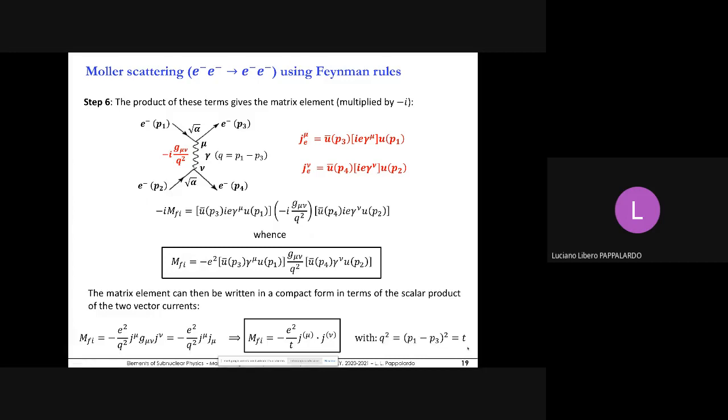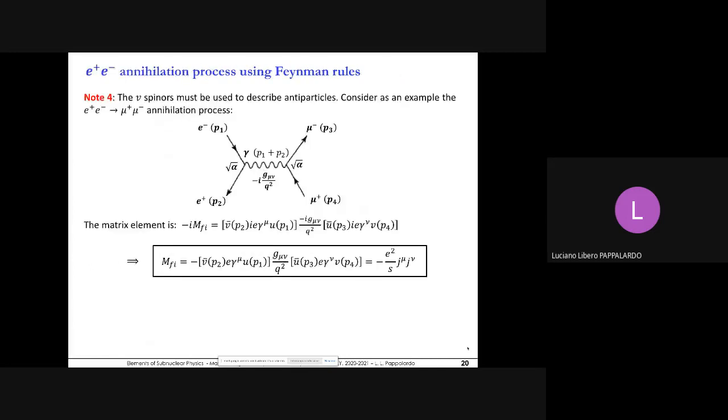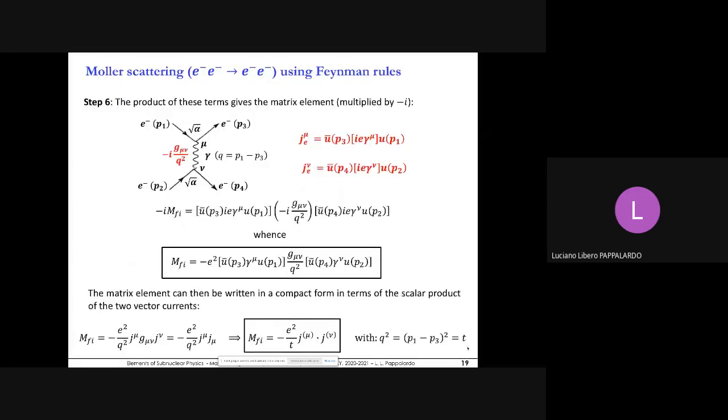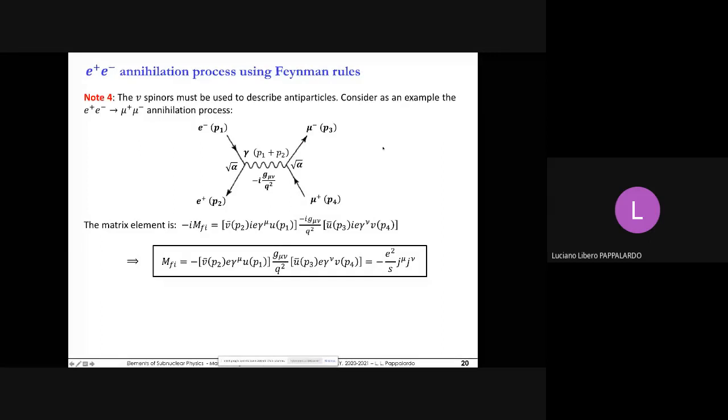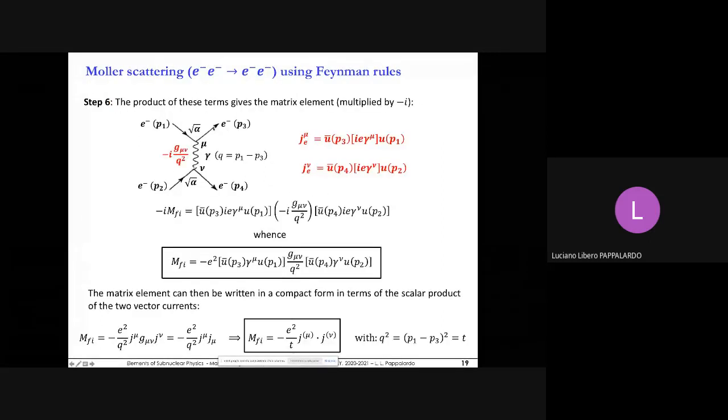Now, as usual, this is not the end of the story. Before going on, let me go first to this point here. So this was again the Møller scattering, so electron that goes into electron. So we only use the particle spinors or particle adjoint spinors, so the u spinors.